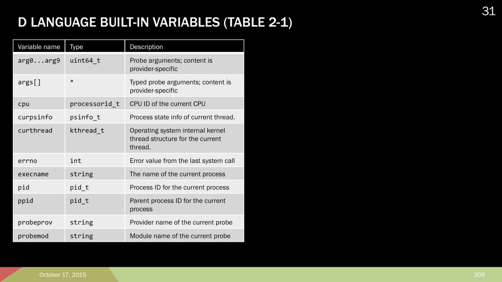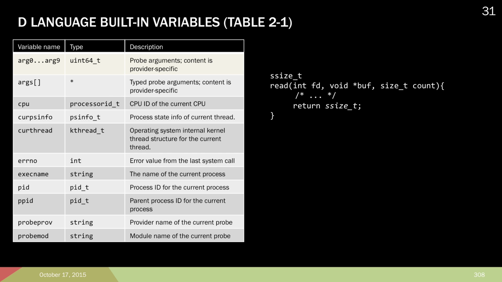There are a number of built-in variables, always available for use in our scripts. arg0 through arg9 allows us to access the probe's arguments. When a probe has a name of entry, these often allow us to inspect the arguments of the kernel functions, just like running a debugger. In this case, arg0 would be a pointer to the file descriptor, arg1 to buff, and arg2 to count. For return probes, arg0 would let us know how much data was read or written.